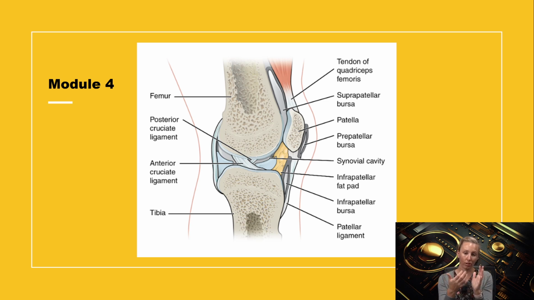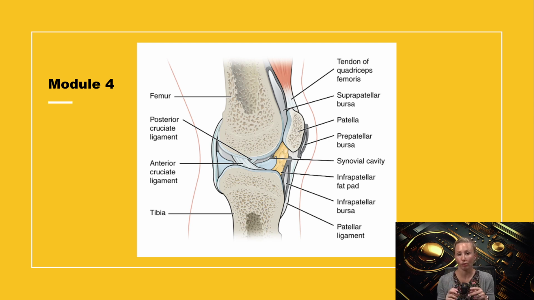And the synovial fluid is going to nourish all of the structures within the synovial joint. And then you have tendons and ligaments. So tendons are structures that connect muscle to bone. So we have tendons and then we have ligaments. Ligaments connect bone to bone. You also have bursas, which are fluid-filled sacs in high friction areas.